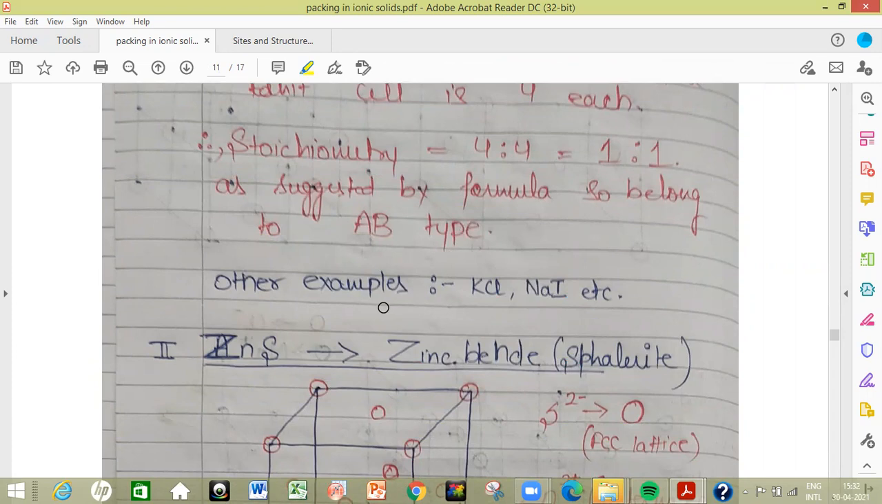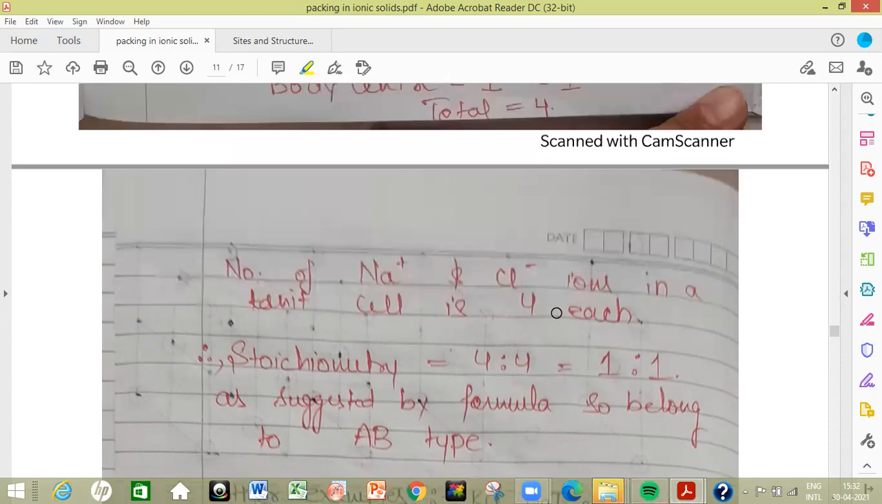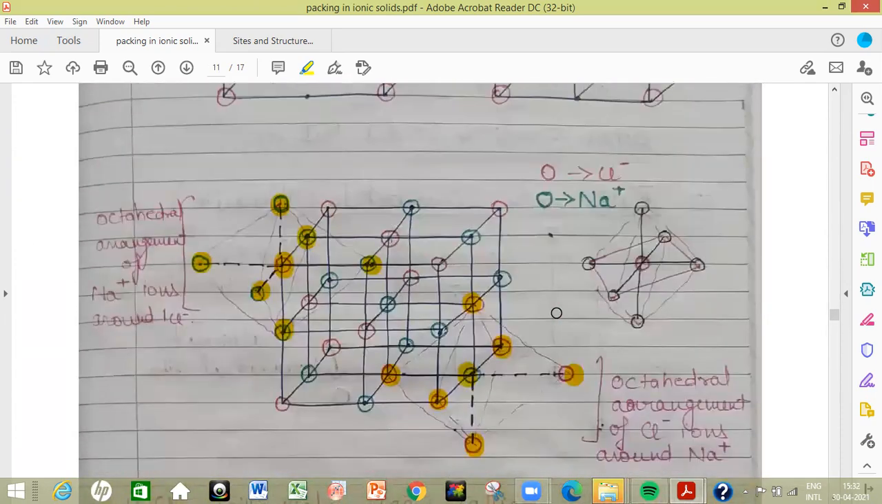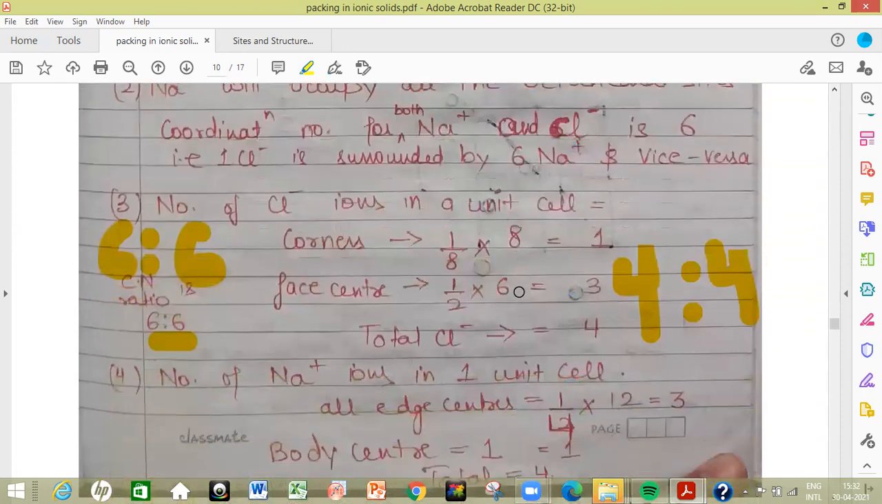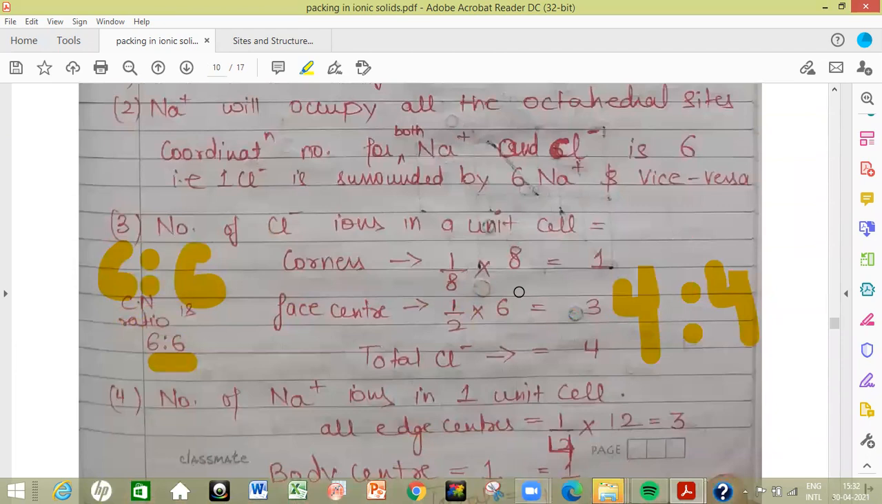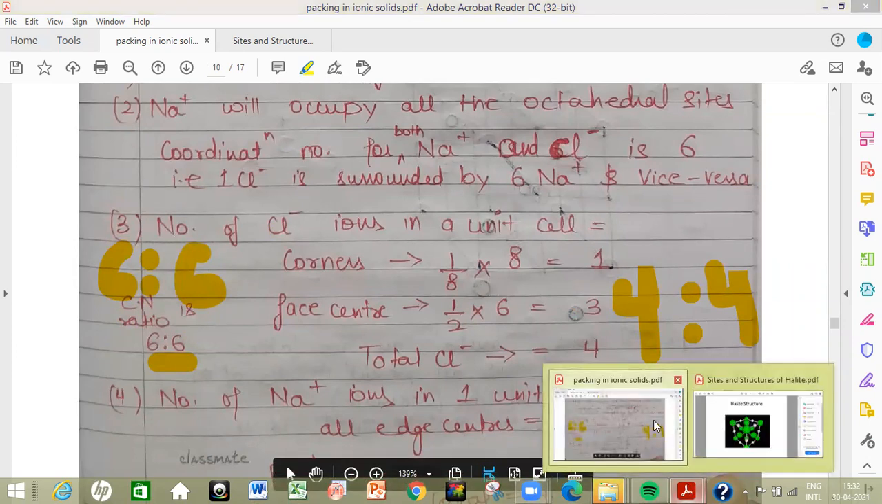The other examples, the other compounds which occupy this rock salt structure, or we can say halide structure, are KCl and sodium iodide. This type of structure is made by ions where the cations are smaller in size in comparison to the anions. So this type of lattice is formed by those salts where the size of the cation is very small in comparison to the size of the anions.